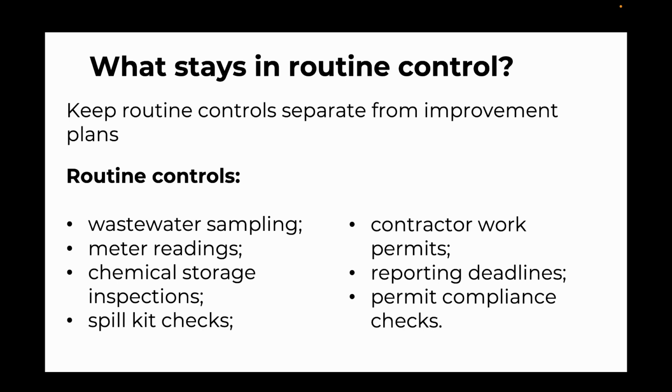It is helpful to keep a clear distinction between routine control and improvement planning. Wastewater sampling is usually routine control. Meter readings are routine control. Chemical storage inspections are routine control. Spill kit checks are routine control. Contractor work permits are routine control. So these activities are essential, but they are part of maintaining control.